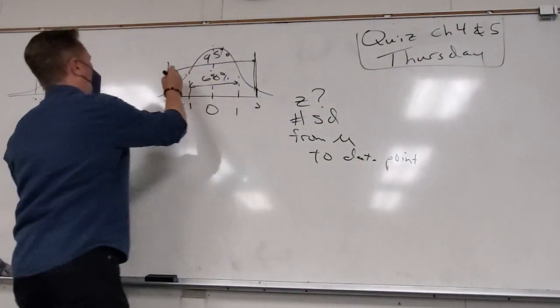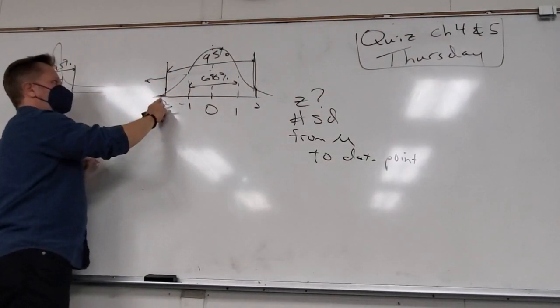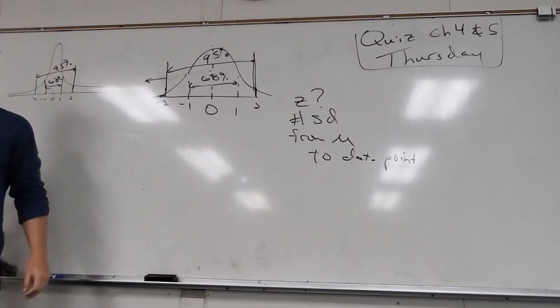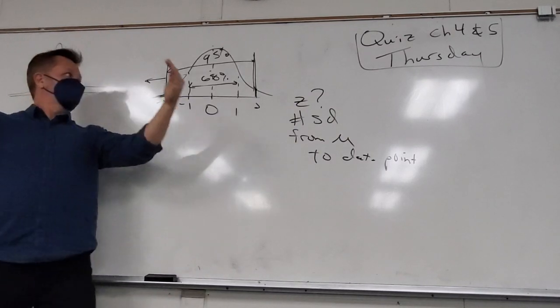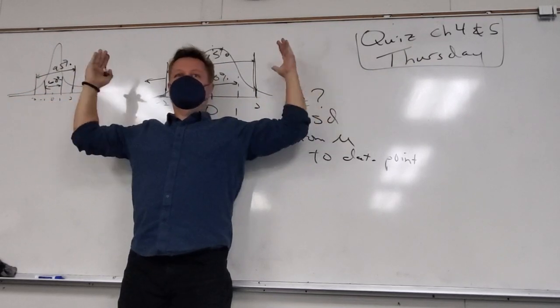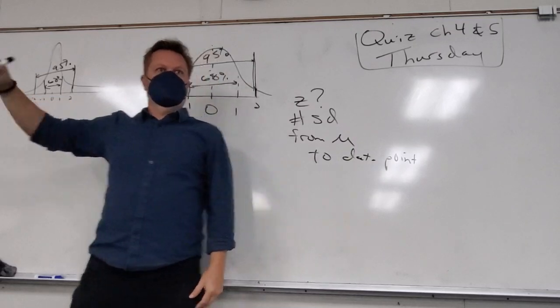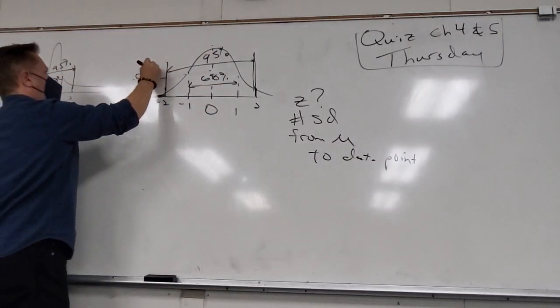So help me out here. What percentage is in this little piece? Beautiful. If there's 95% in here, there's 5% out there. If there's 95% in, there's 5% out, 2.5% on that side. So this would be 0.025.